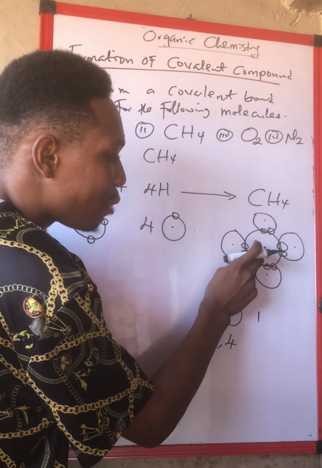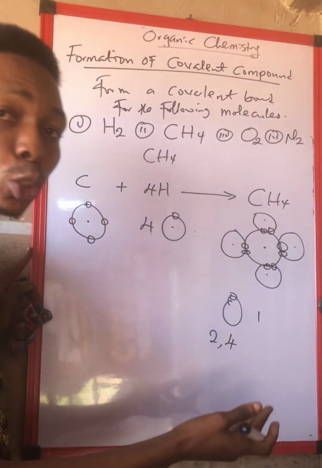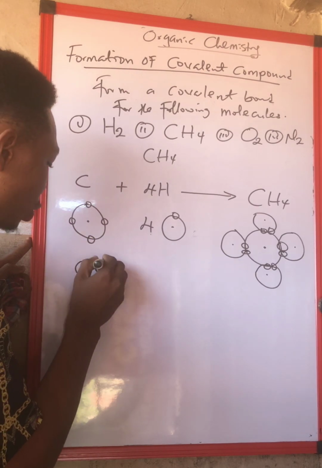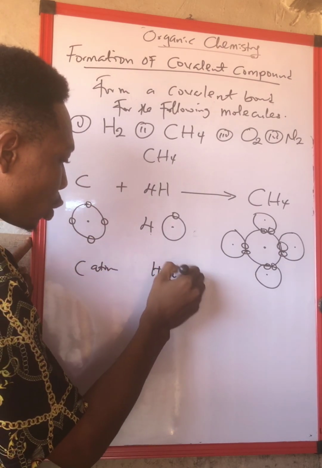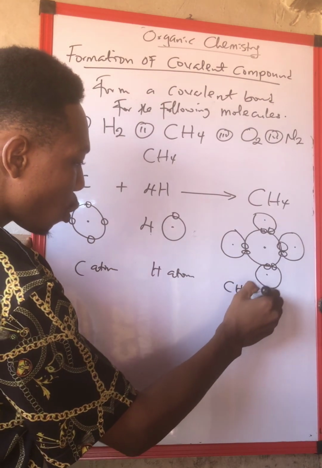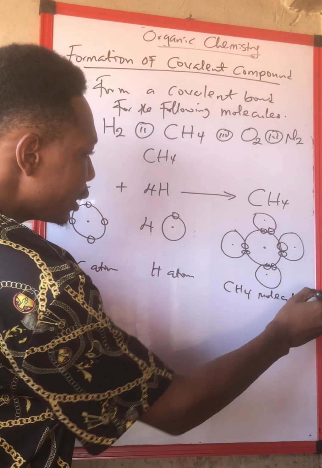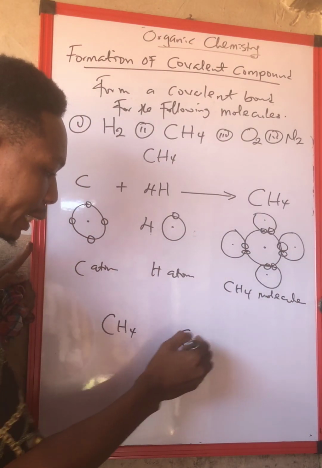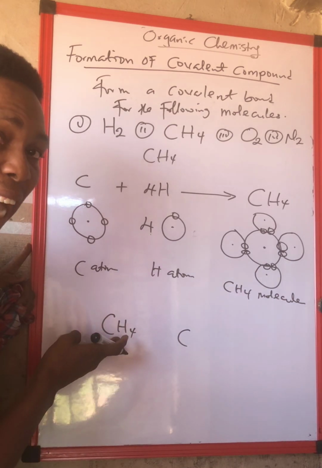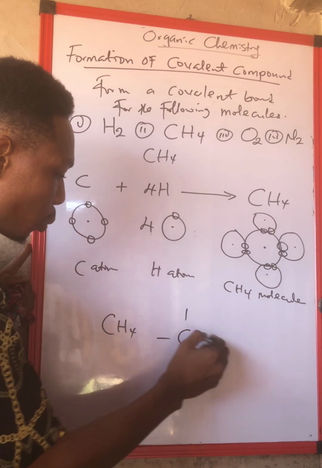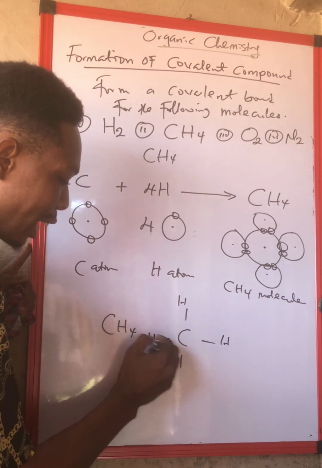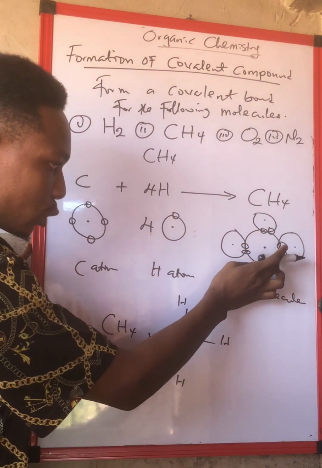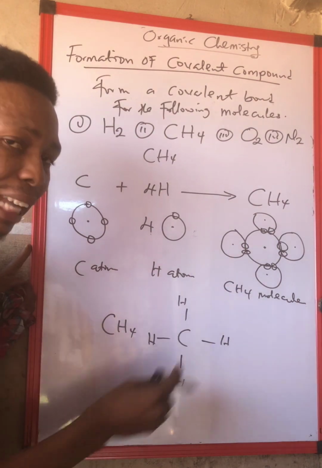While our carbon is having how many? 2, 4, 6, 8, which is also balanced. So this one is the carbon atom, while this one is the hydrogen atom, and this one is the CH4 molecule. That is why, if you are drawing the Lewis structure for CH4, carbon is going to stay at the middle, because it's the one that has the least atom, bonded to hydrogen, hydrogen, hydrogen, and hydrogen. One bond contains 2 electrons, 2 electrons, 2 electrons, like that and like that.